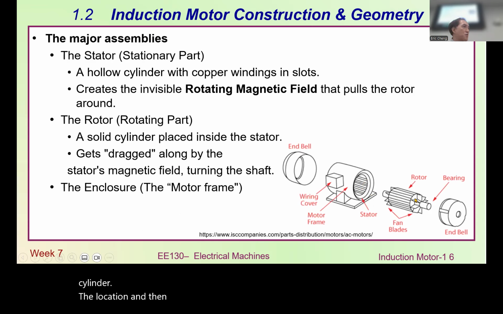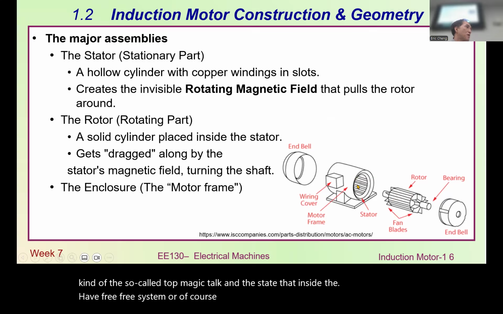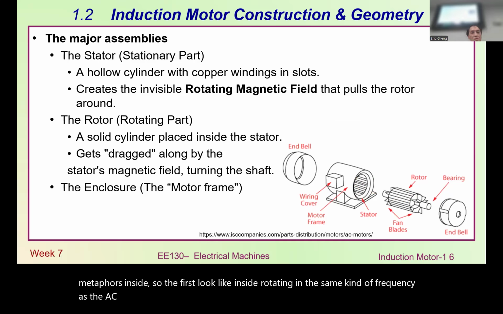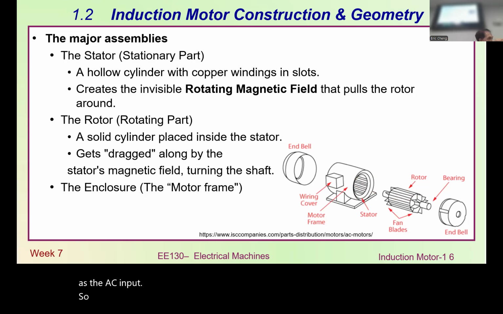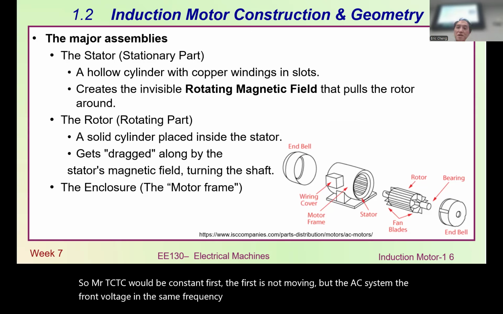And then the moving part is the rotor. So there's also some winding on there. So this winding and this winding will interact together, producing some kind of so-called magnetic torque. And the stator inside, they have a three-phase system, or of course single phase is also available. They have a rotating magnetic flux inside. So the flux looks like it's rotating inside at the same frequency as the AC input. So it's not like the DC. DC will be constant flux. The flux is not moving, but in the AC system, the flux will rotate at the same frequency as the input AC. So that's quite interesting.